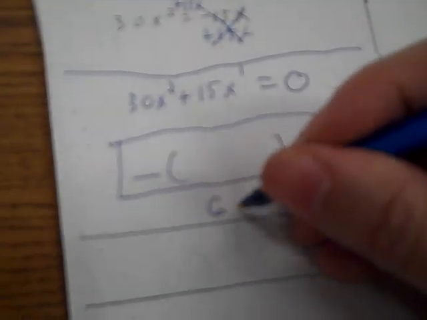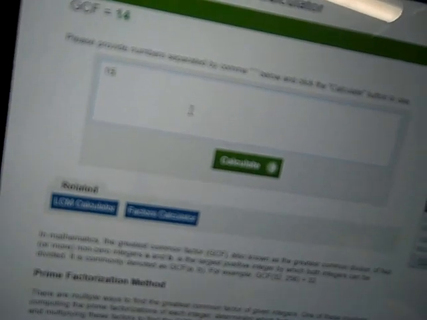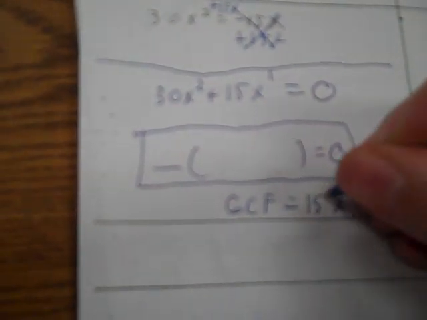So space parentheses equals 0. And underneath the GCF, my 30 at the beginning is positive, so the GCF's positive. Then I have x to the 2 and x to the 1, so x to the 1. And then we go 15, 30. So 15, comma 30. Hit calculate and you get 15. So 15. Okay, so 15x to the 1 comes out here, and then we go up and divide both of them by the 15x to the 1.